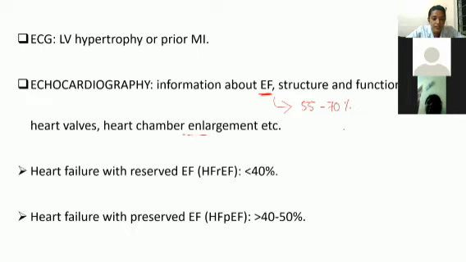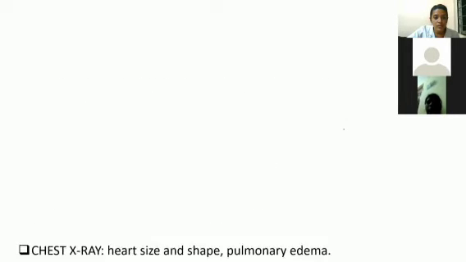Then heart failure with reduced EF and preserved EF is there. If it is with reduced EF, it will be less than 40%, and heart failure with preserved EF is more than 40 to 50%. So these are about the diagnosis.